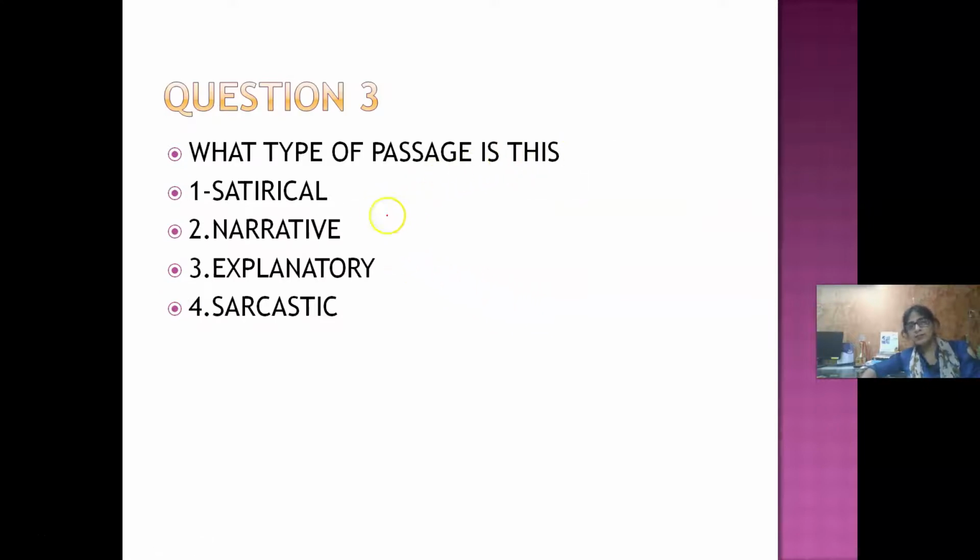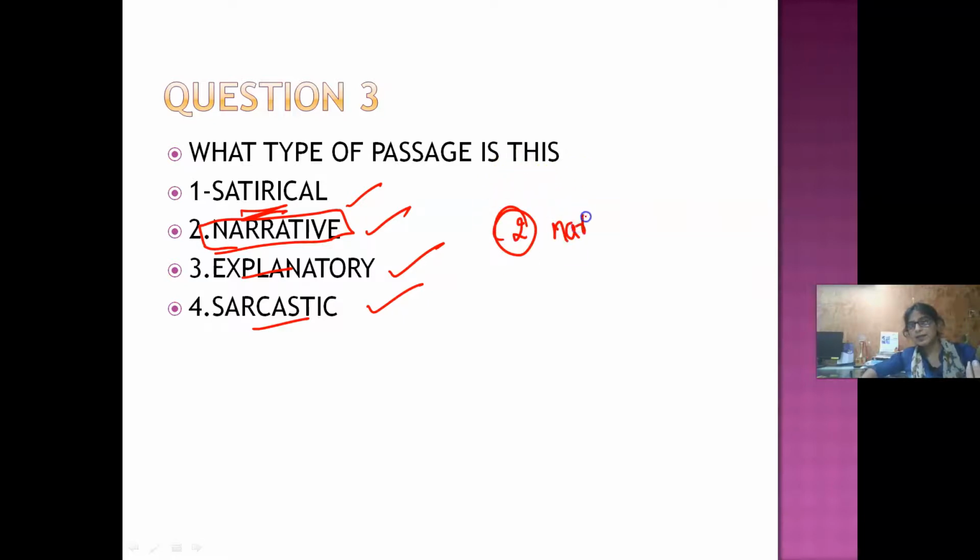What type of passage is this? It is satirical, narrative, explanatory, or sarcastic. So he is not making a satire of anything. He is not sarcastic about anything. It is not explaining, it is just a narrative passage. He is just narrating what a person is doing after his retirement, what his interests are, what his endeavors are. So the author is just narrating a passage on a person who has retired and is now investing time in using his caliber. That is, he is just using his endeavors. So the answer is second, that is, it is a narrative passage.